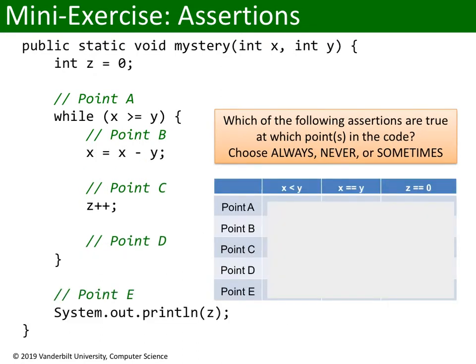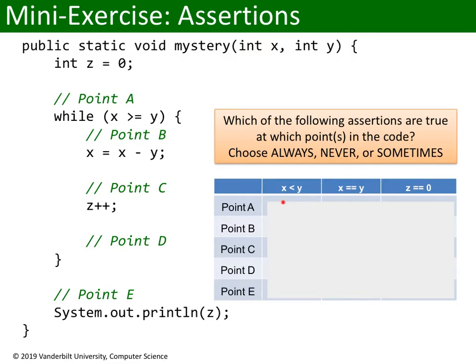Let's do one more mini exercise on assertions. So here we have a method called mystery where we're passing in the values x and y. See if we can fill in the table for the assertions on the bottom right. X is less than y, x is equal to y, and z is equal to 0 for each of the points in the program.